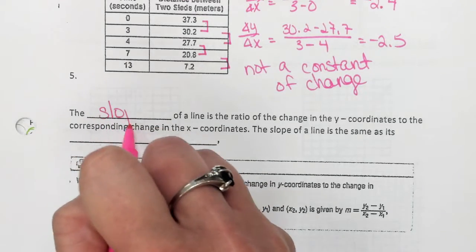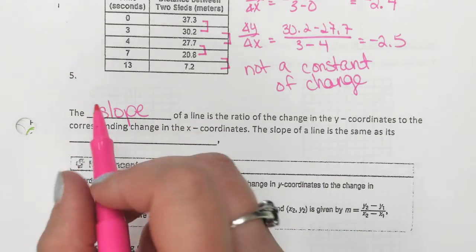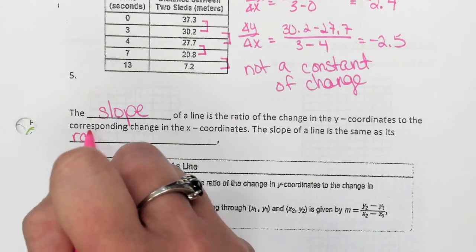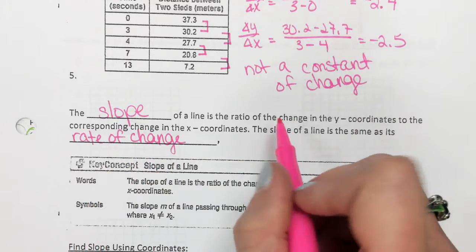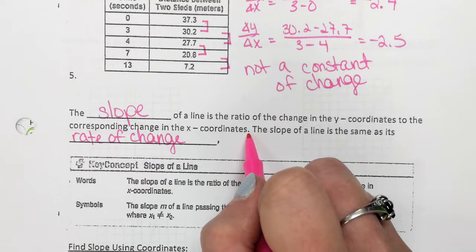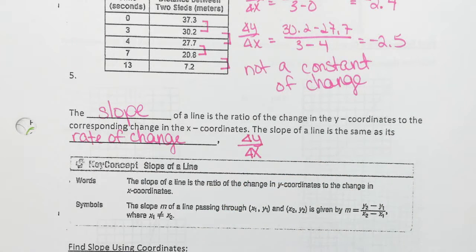All right, so Jackson, you said this was the slope of the line? All right, so the slope of the line is the ratio of the change in the y coordinates to the corresponding x coordinates. The slope of the line is the same as, what do we call it? Rate of change. What's the ratio that we called it? Delta y over delta x. There you go. Very nice. All right, let's look at the bottom.